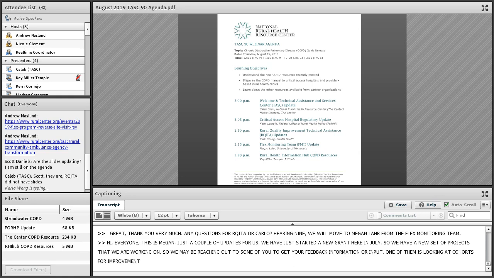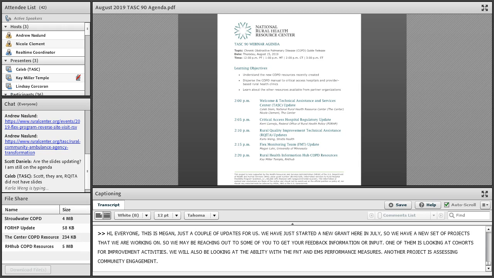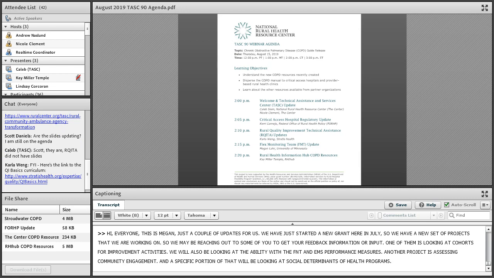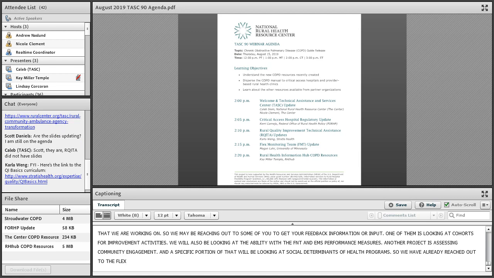We'll also be looking to assess the feasibility of implementing the FMT rural relevant EMS performance measures. So some EMS agencies may be involved with that. Another project is assessing community engagement, and a specific portion of that will be looking at social determinants of health programs, and so we've already reached out to flex coordinators, so we'd love to hear back from some of you we haven't heard back from yet.